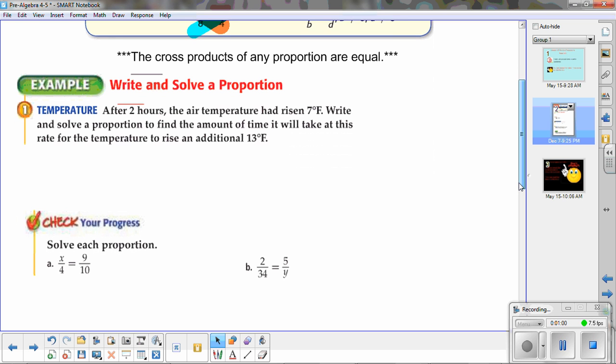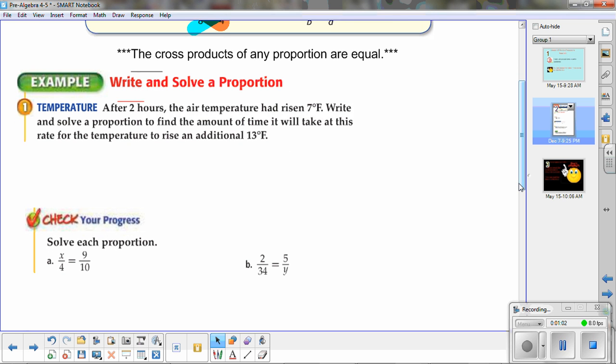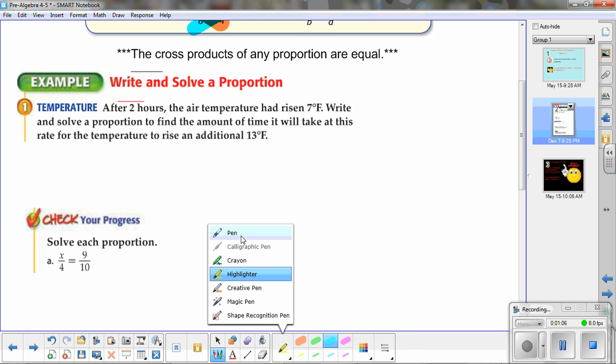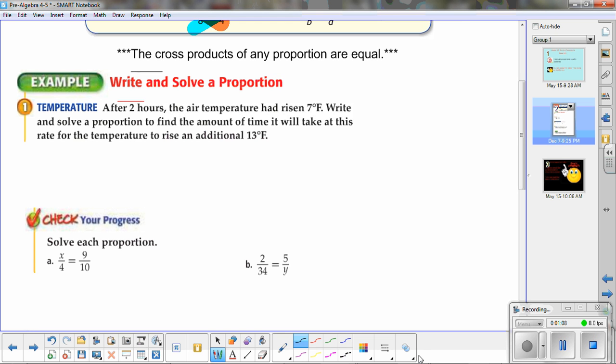For example, after 2 hours, the air temperature had risen 7 degrees. Write and solve a proportion to find the amount of time it will take at this rate for the temperature to rise an additional 13 degrees. What you're going to do is take this information right here: 2 hours, the air temperature had risen 7 degrees.